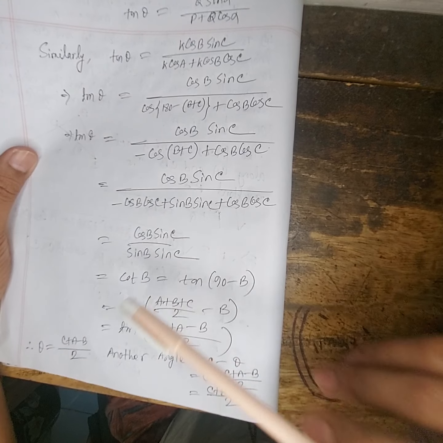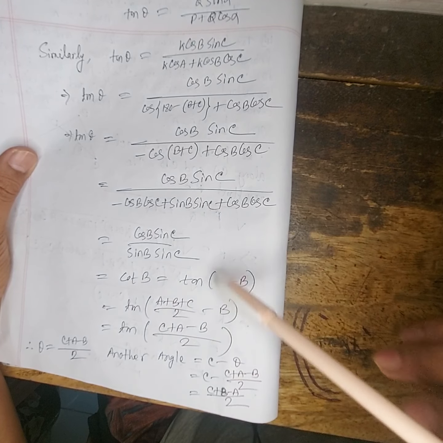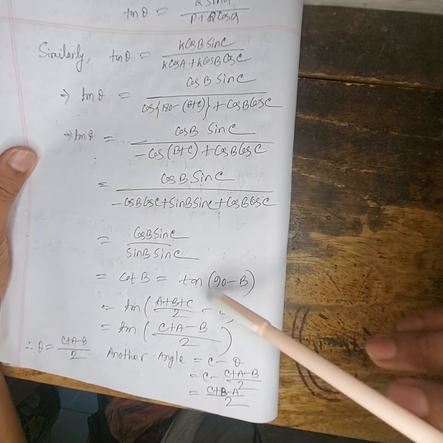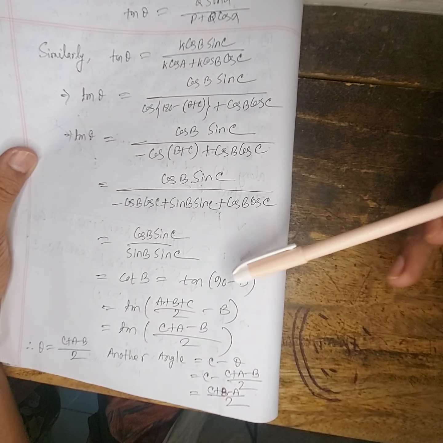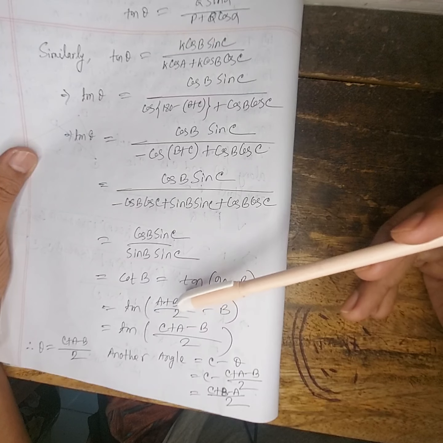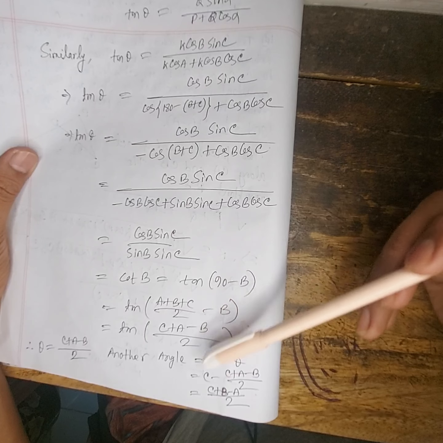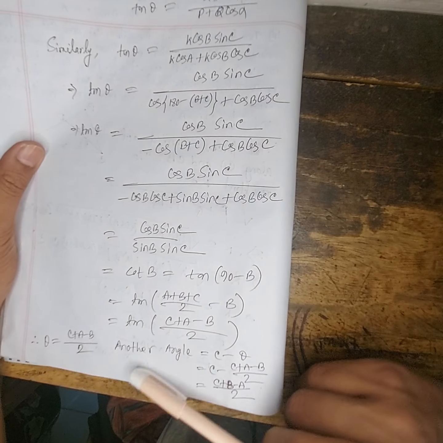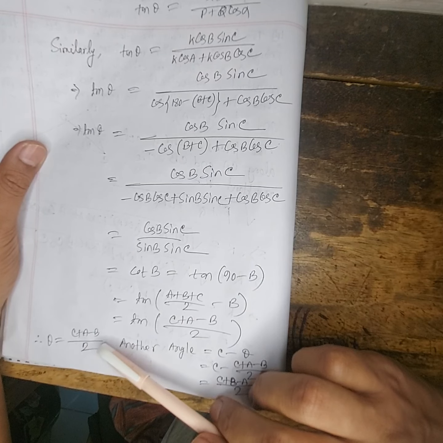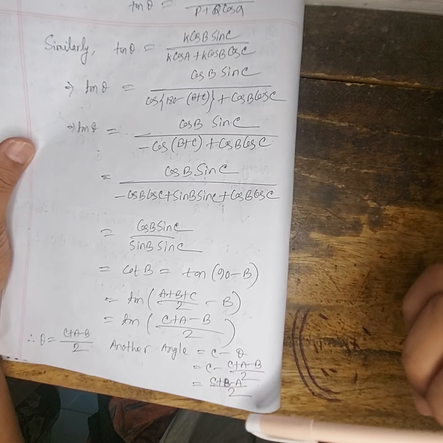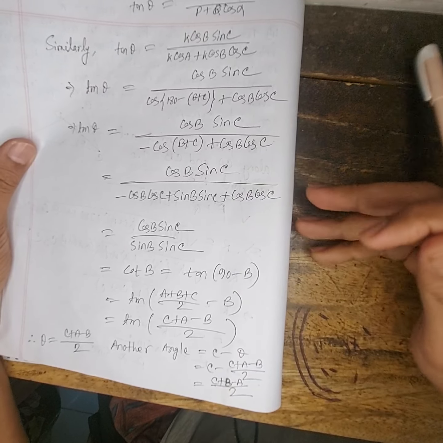We can substitute b by tan 90 degree minus b, and also we can write 90 degree as a plus b plus c by 2. So we get tan c plus a minus b by 2. That's why we get theta is equal to c plus a minus b by 2 and c plus b minus a by 2.